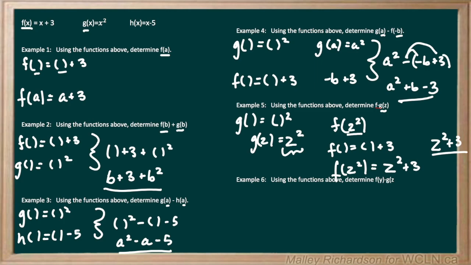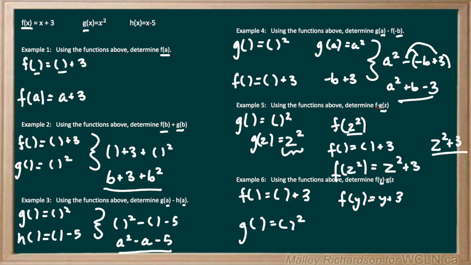Moving on to our final example, they want us to use the functions above to determine f of y times g of z. So when using f of y, we're going to use f of x, but wherever we see an x, we're going to leave it as empty brackets. And then whenever we see an x in g of x, we're going to leave it with empty brackets again. Now in this f of x, we have the variable y inside our brackets. So we're going to replace our empty brackets with y.